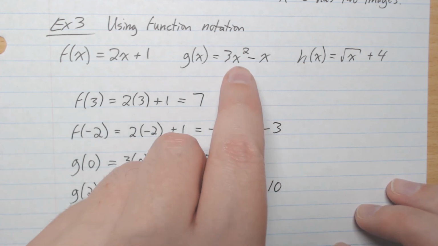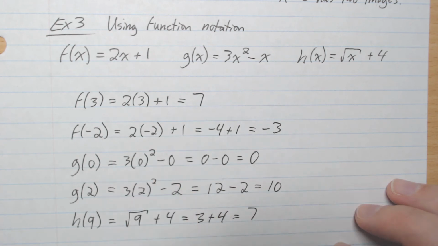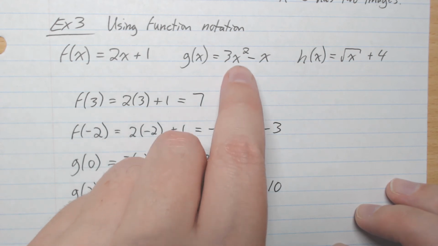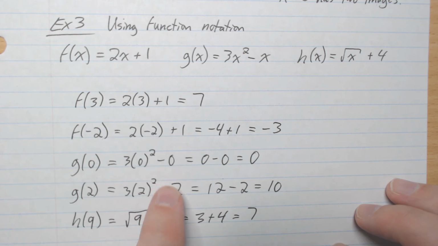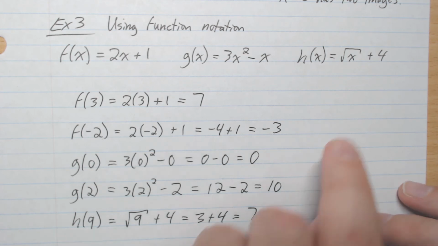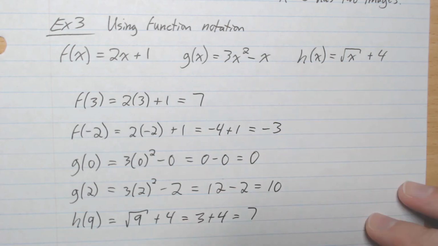G of 0, so we plug in x equals 0, like that, and this gives 0 minus 0, which gives 0. G of 2, right? So we plug in x equals 2 here and here. So this gives 3 times 2 squared minus 2. 12 minus 2 gives 10, like that. H of 9, so we're plugging in 9 into our x value. So root 9 plus 4 gives 3 plus 4 gives 7.